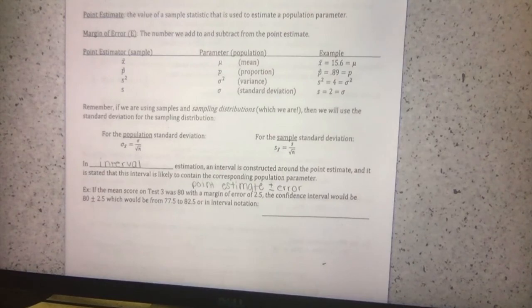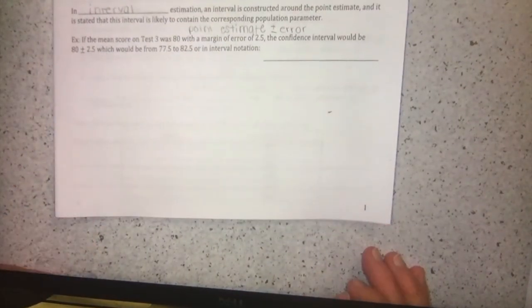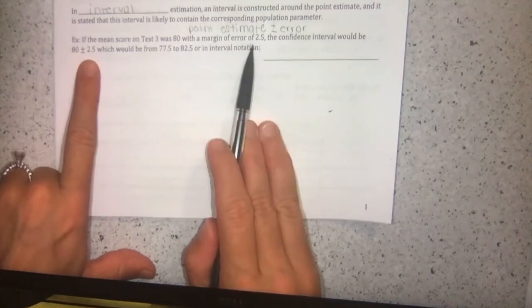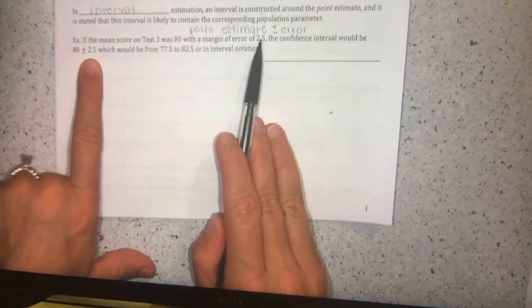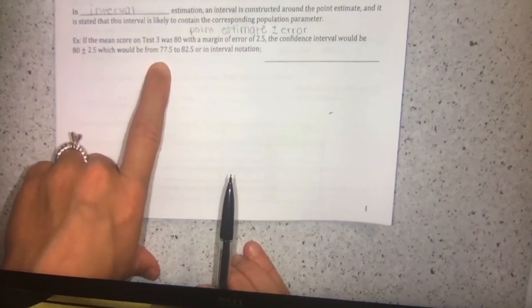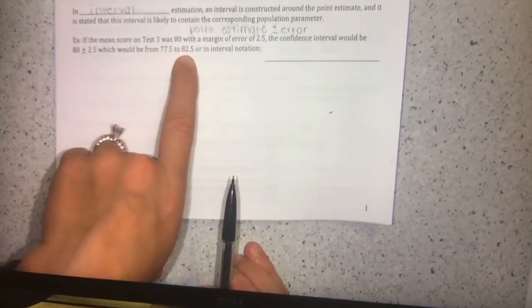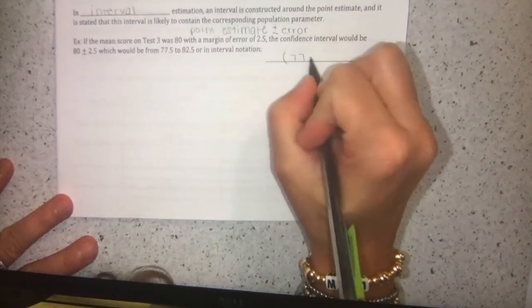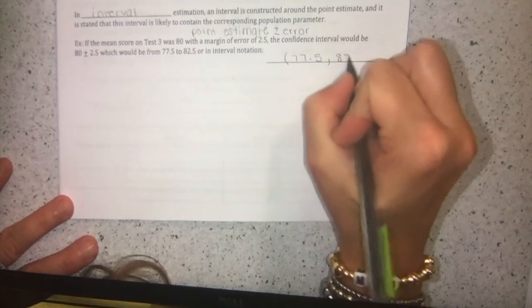So let's do an example. If the mean score on test 3 was an 80 and our wiggle room, our margin of error, was 2.5, the confidence interval, the interval which would be likely to have our answer, would be 80, that test score, plus or minus our error, our 2.5, which would mean that it would be from 77.5 to 82.5. So that gives us a little bit of wiggle room to have that 80 in there. And then we can write this in interval notation as (77.5, 82.5).